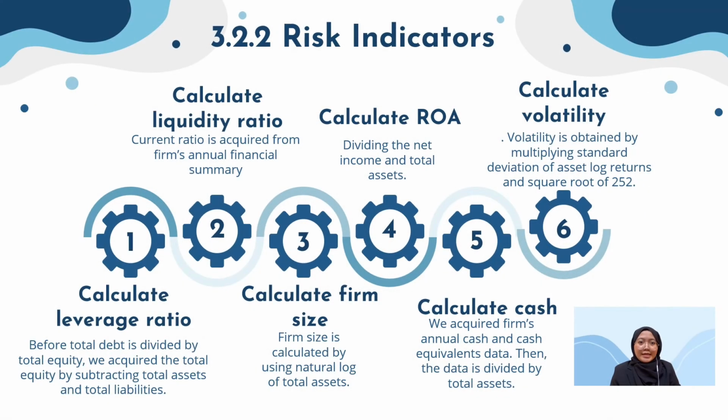Next, for risk indicators, data is taken from the firm's annual financial summary, balance sheet, and income statement, where they are subject to availability. The figure shows the 6 steps to calculate each risk indicator.